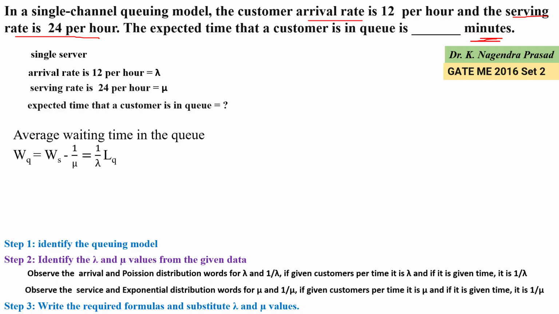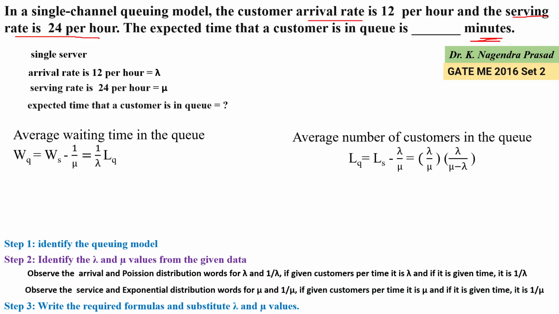We know the formula for average waiting time in queue: WQ equals WS minus 1 by mu, which is equal to 1 by lambda into LQ. We know the LQ formula, the average number of customers in the queue: LQ equals LS minus lambda by mu, which is equal to lambda by mu into lambda divided by mu minus lambda. Substituting, LQ equals 12 by 24 into 12 divided by 24 minus 12. The 12 and 12 get cancelled, so LQ equals 1 by 2.